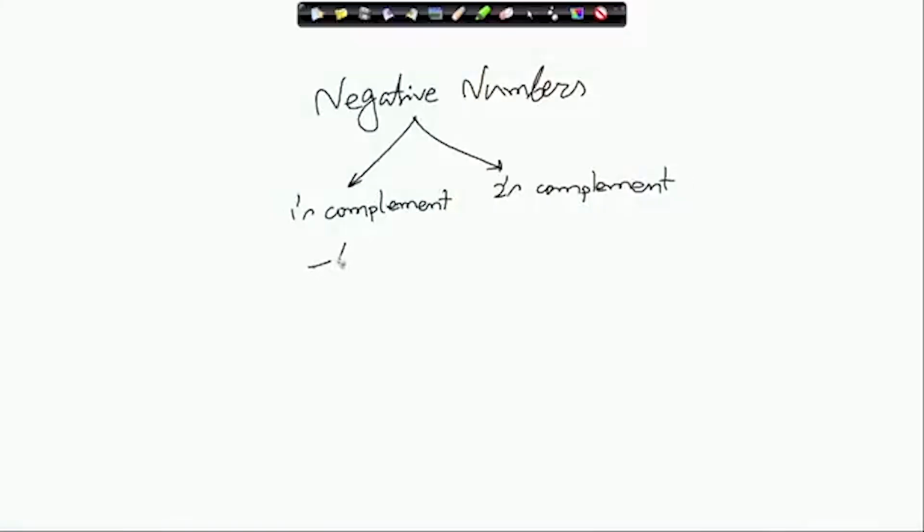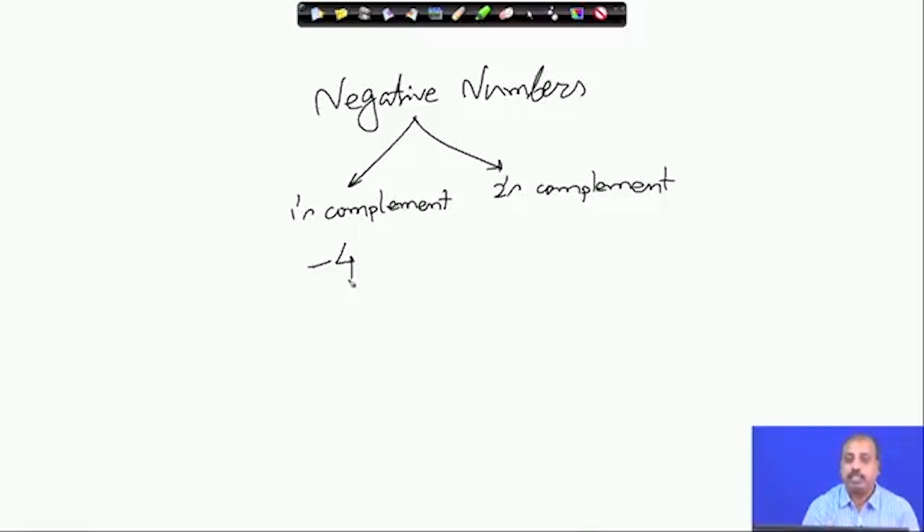For example, if I have to represent the number -4 in a 4-bit number system, first of all we take the representation of +4 in the 4-bit number system. So, +4 is represented like this: 0 1 0 0. If you want to represent -4, we complement each of the bits. So, this bit becomes 1, this is 0, this is 1 and this is 1. This is the -4 representation in the 1's complement number system.